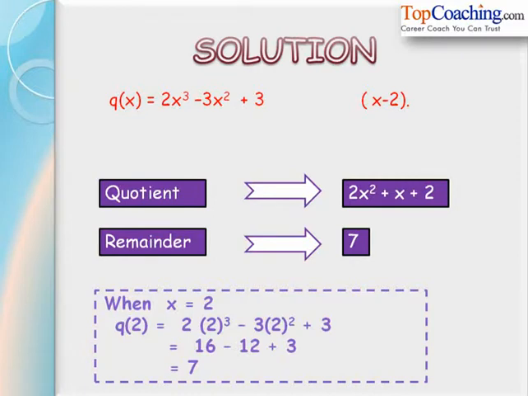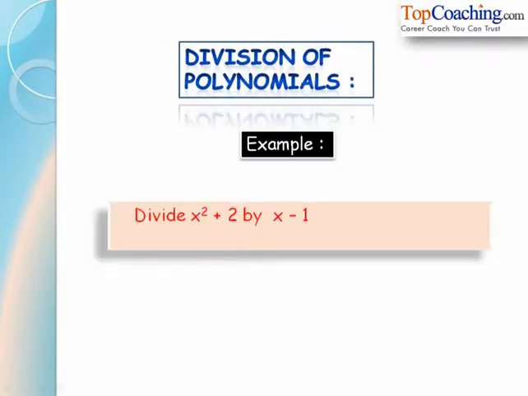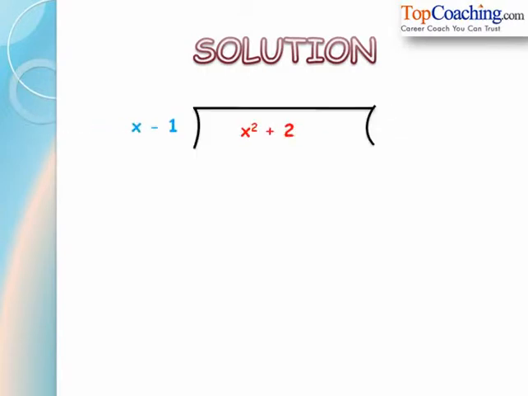Now this is quite interesting. Even if we don't do the long division process, simply putting the value of x equal to 2 in this polynomial directly gives the value of the remainder. Now you must be thinking that this is only for this particular case. Let's try to see one more example. Divide x square plus 2 by x minus 1. So here the dividend is x square plus 2 and the divisor is x minus 1. So let's try to see the solution of this.